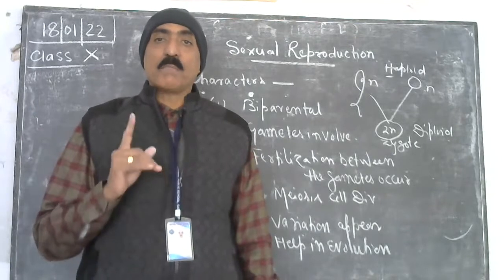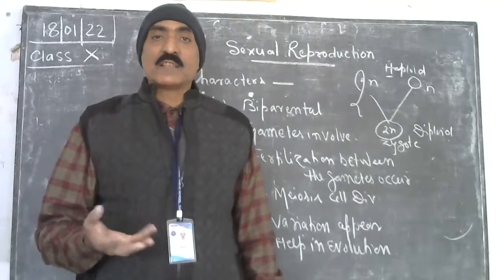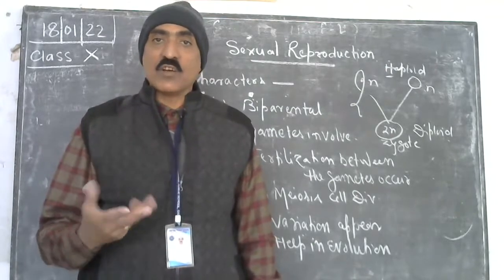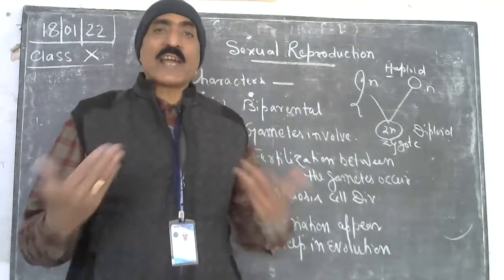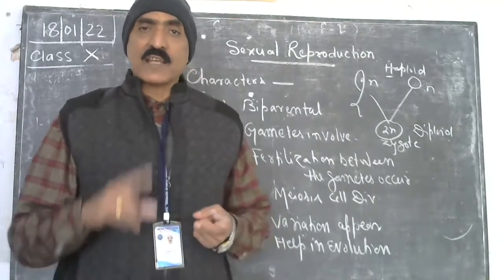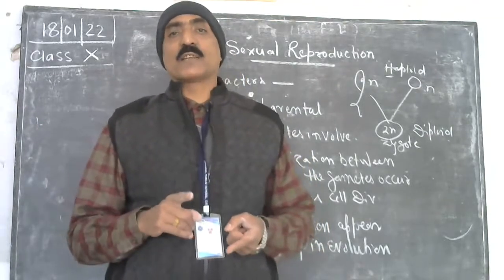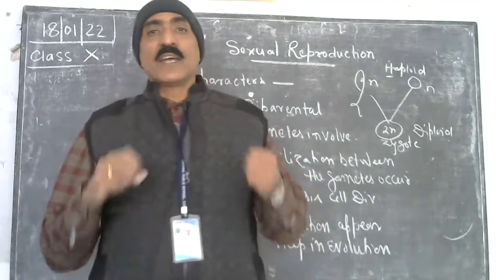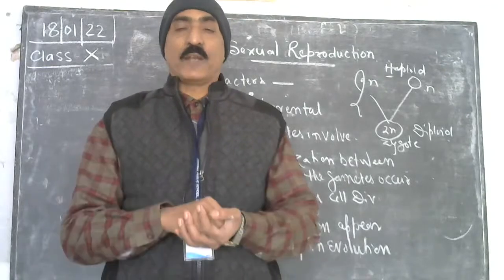That variability may be in different traits, like their eyes may change, their cheeks may change, their height may change, their color may change. Okay, so these are the traits, these are the characters. So variable characters appear. That is called variations, differences. This variation which appears during sexual reproduction is one of the important features, because this variation helps the organism to adjust in the changed environment.